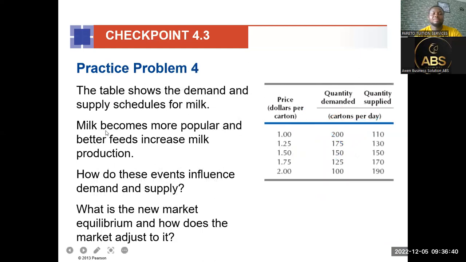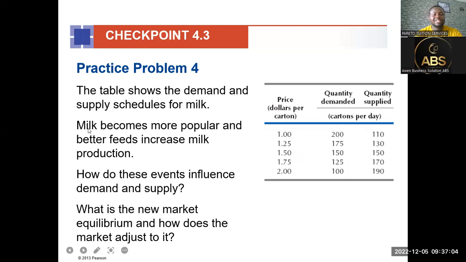Another event. Milk becomes more popular, and better feeds increase milk production. So here we have two events at the same time. And remember how we go about this. First, you ask, is the event affecting demand or supply? Second, is it causing it to shift to the left or right? Third, what is going to be its effect on equilibrium price and the equilibrium quantity?